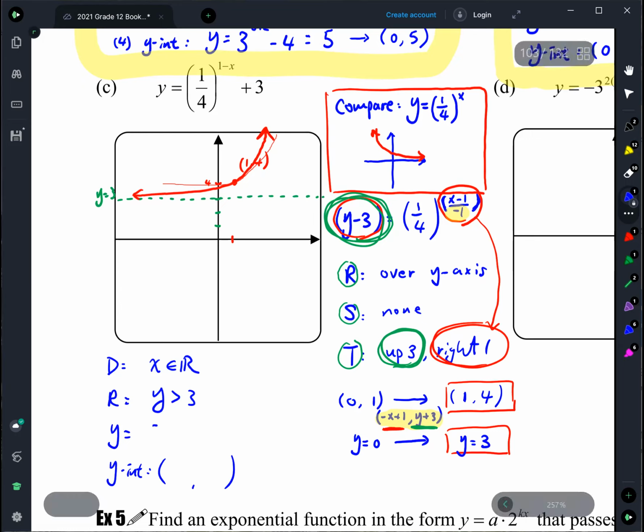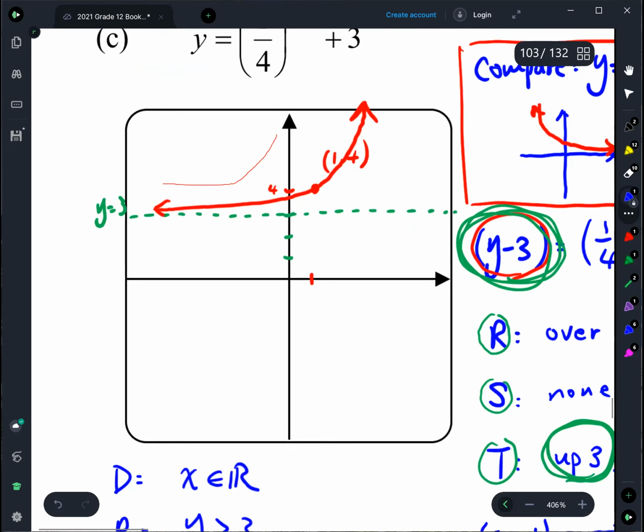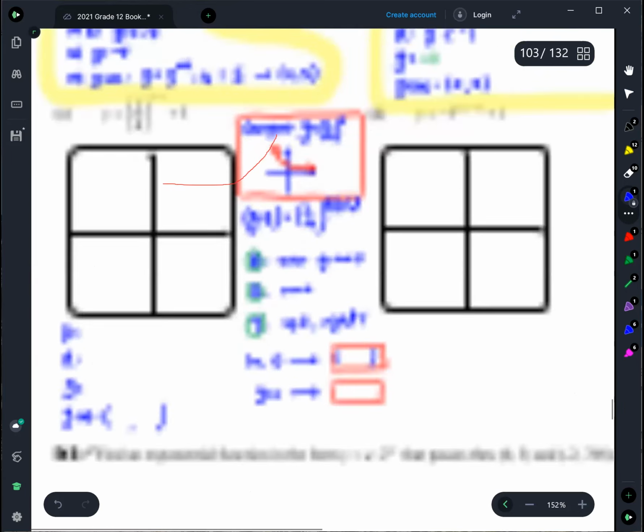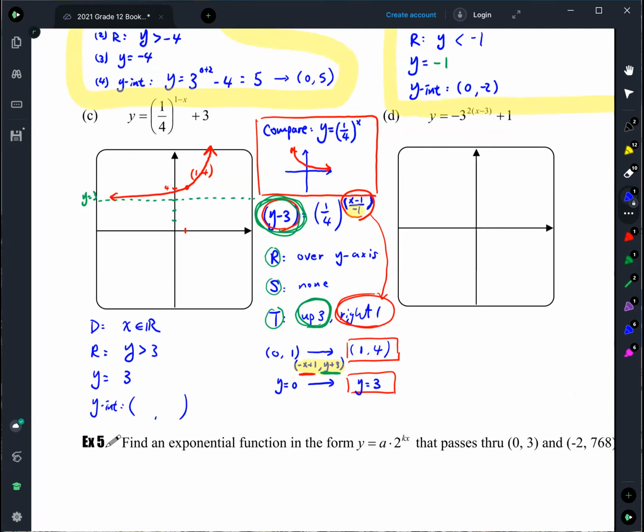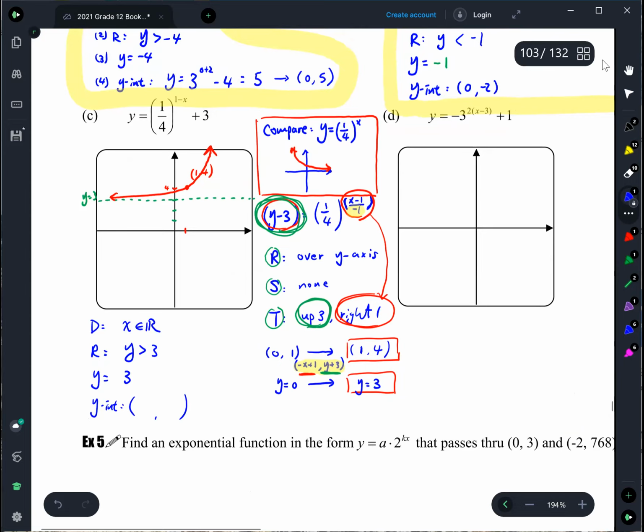Asymptote line, we already found it, y equal to 3. Y-intercept, okay, looks like we need to calculate that. By the look of it, the y-intercept is somewhere between 3 and 4. So to find the y-intercept, Lily, what do we need to do? Plug in 0 for the x. That's right. Okay, so let's plug in 0 into the x, and we'll find out what that equals.